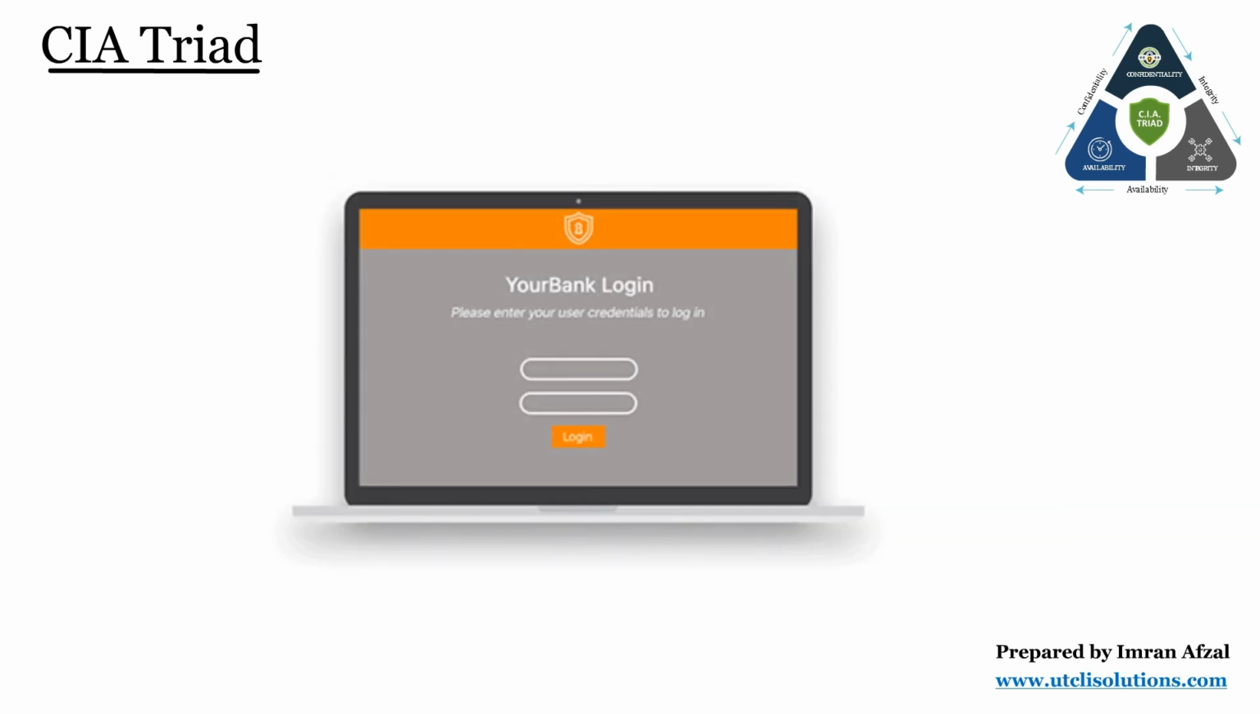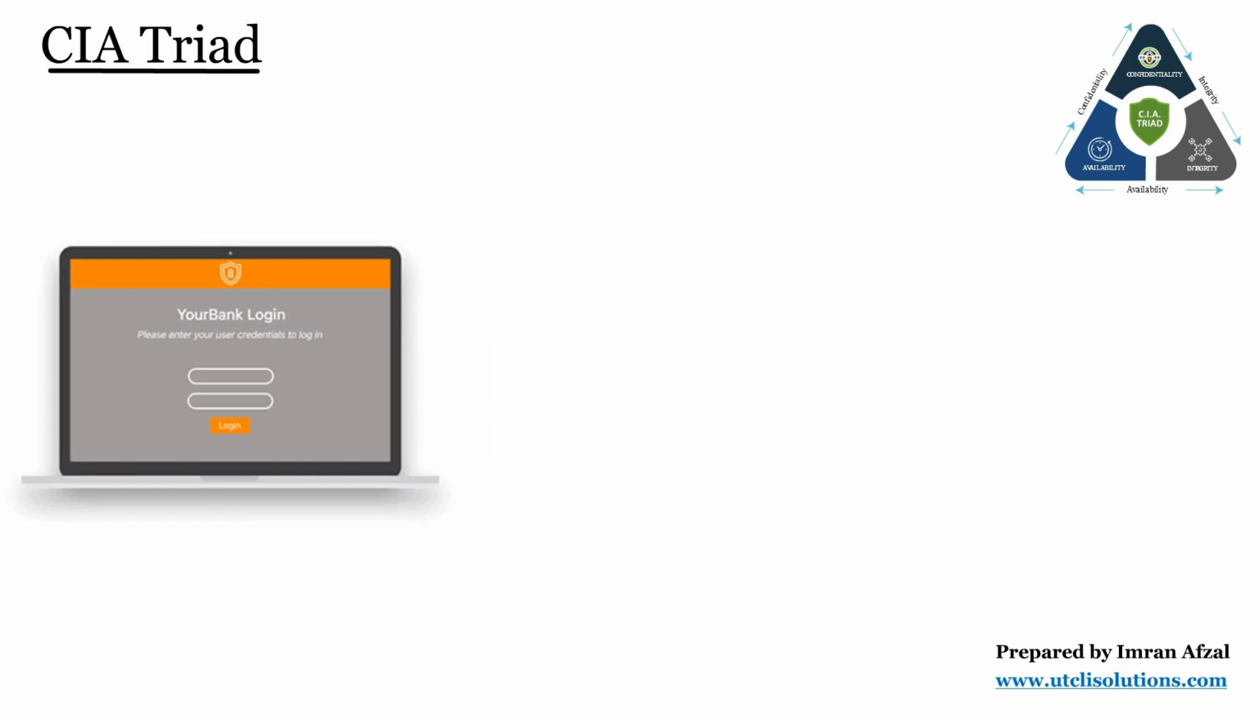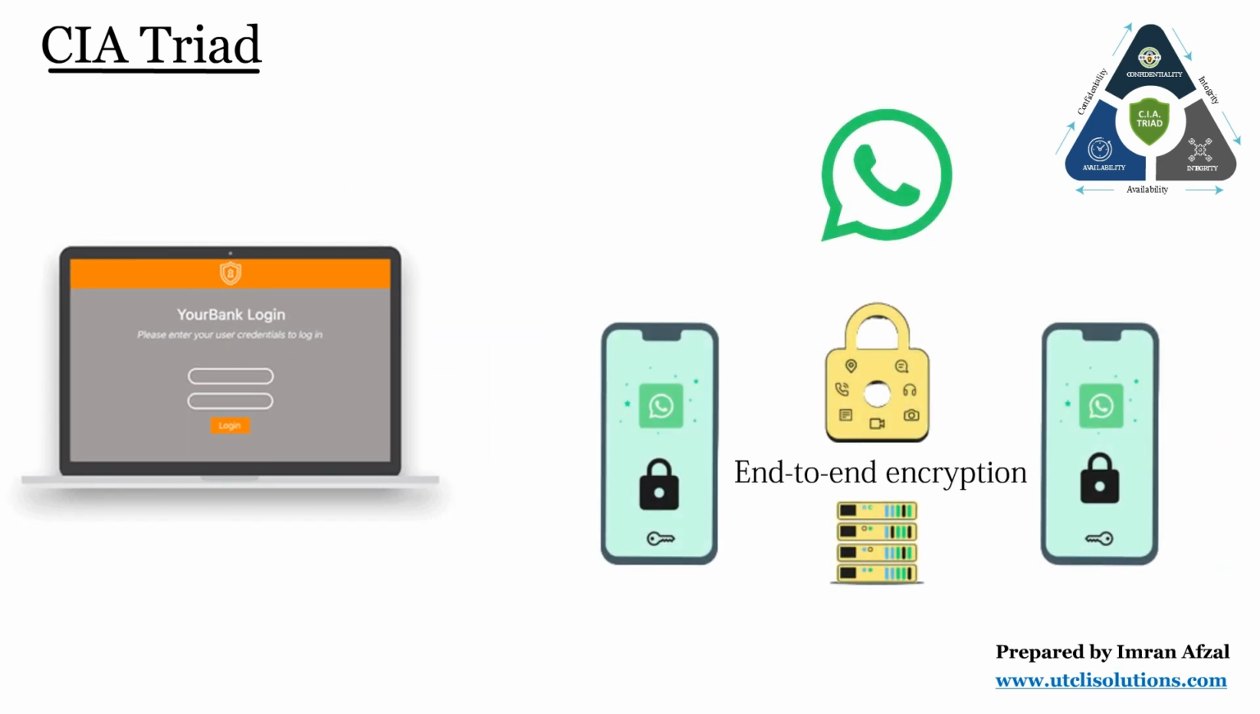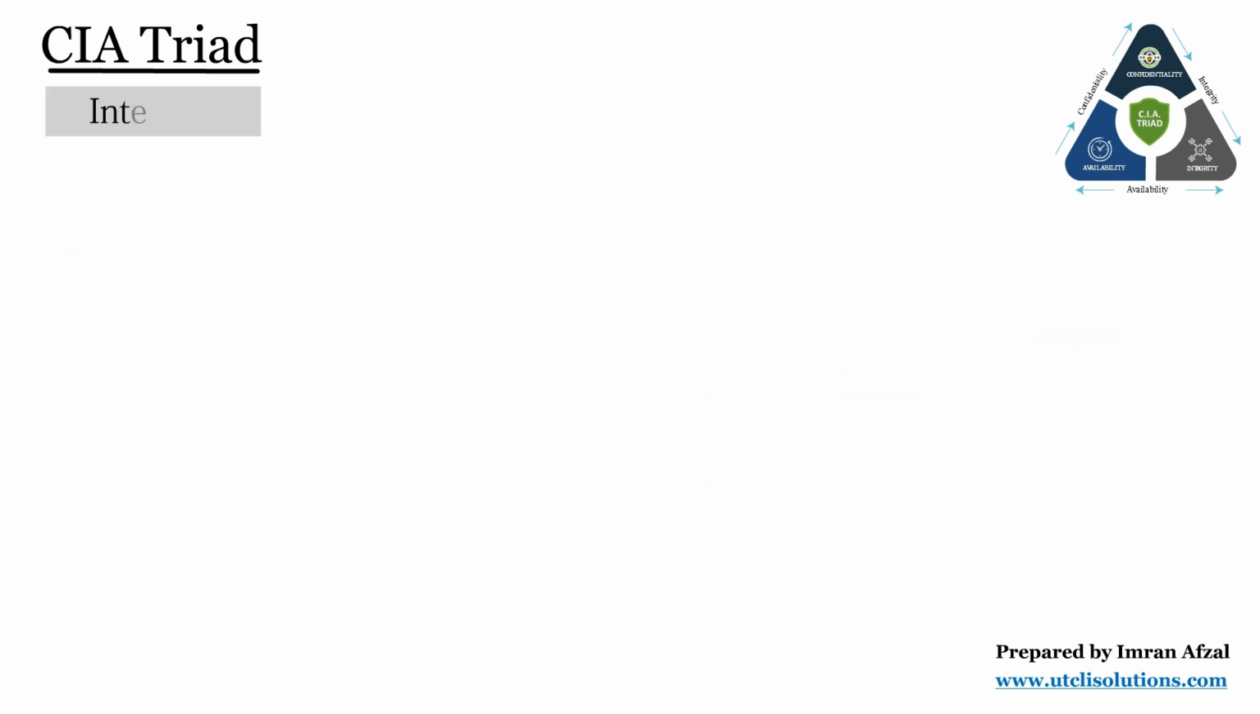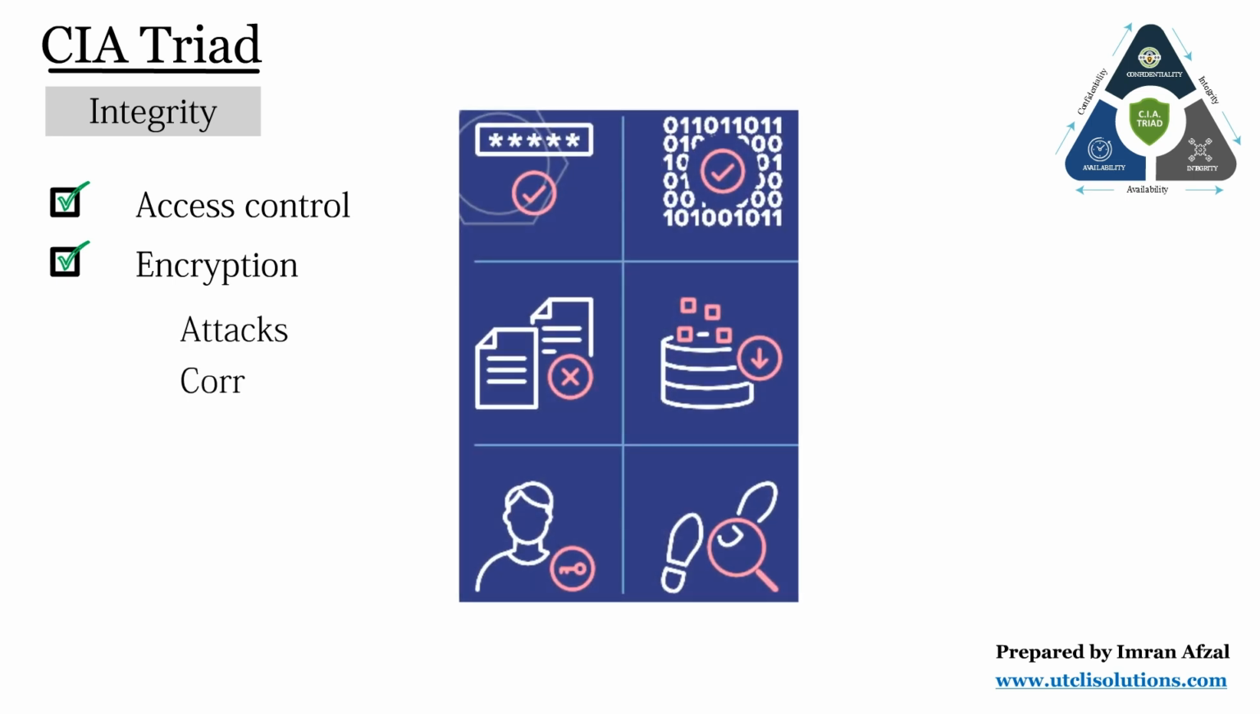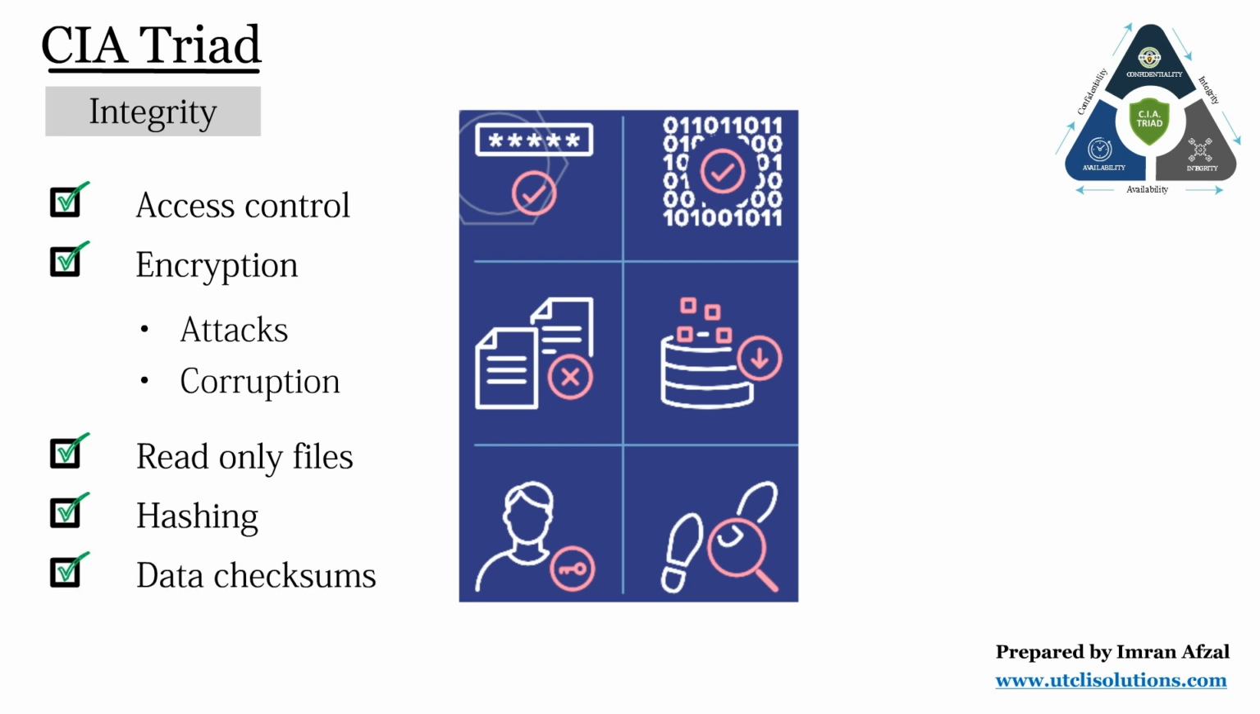So, for example, an online banking system uses 2-factor authentication to ensure that only the account owner can access their account. For instance, a messaging app like WhatsApp uses end-to-end encryption to ensure that only the sender and receiver can read the message. Integrity. Integrity can be maintained with access control and encryption. But there are other ways to protect data from attacks, such as read-only files, hashing, and data checksums.